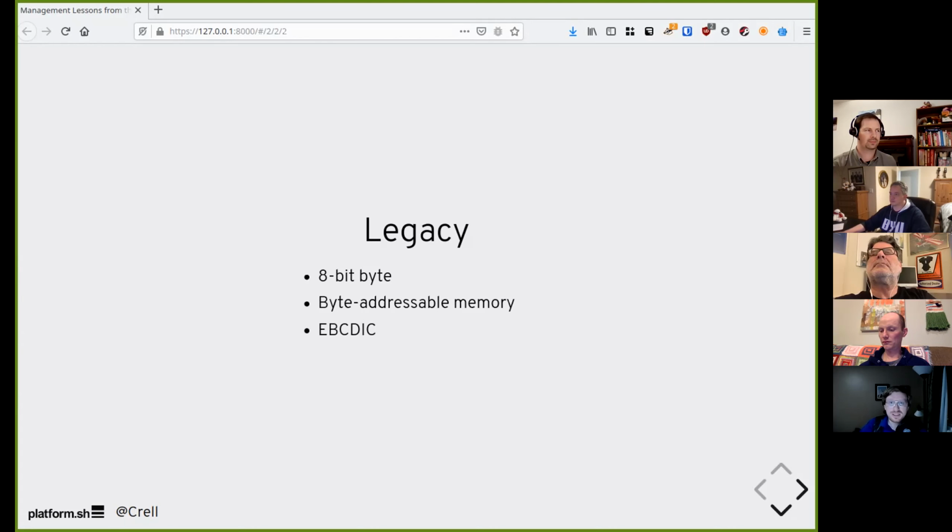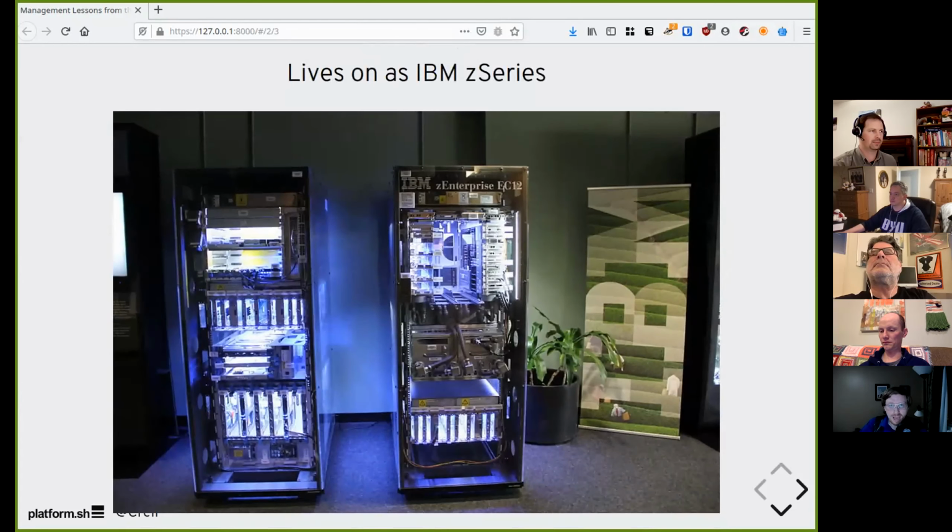However, System 360 itself lives on in the IBM Z-Series mainframe, which you can still buy today and is in fact backward compatible for many programs written for System 360. 40-year-old, 50-year-old software still works on this computer, which is damn impressive. Also, it runs PHP, so there's that.